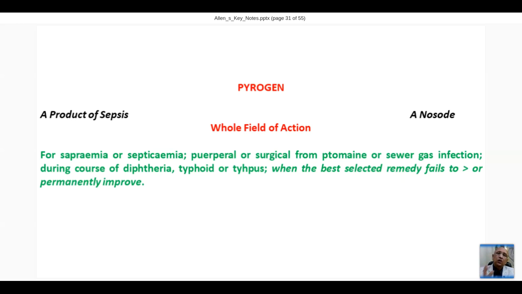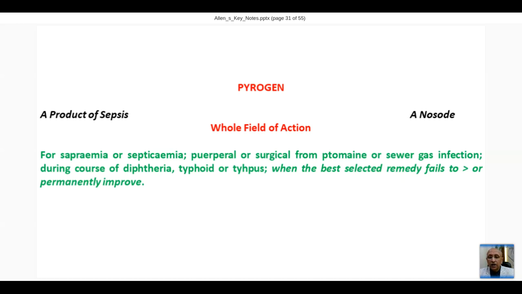So relative tachycardia is the characteristic of Pyrogenium. That is the first hint in the case. The second important is that the tongue is clean, very clear cut. So that also we have to understand. See what is given over there: we will find it for septicemia, puerperal or surgical pyemia, or severe gas infection, during the course of diphtheria, typhoid or typhus, when the best selected remedy fails to ameliorate or permanently improve.